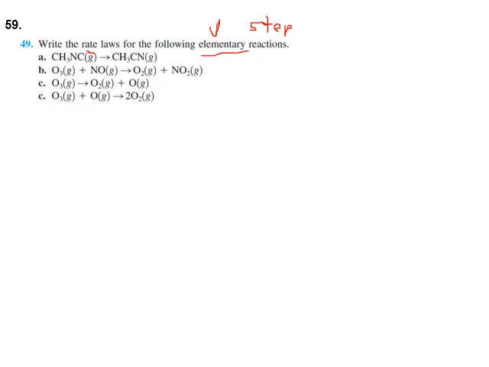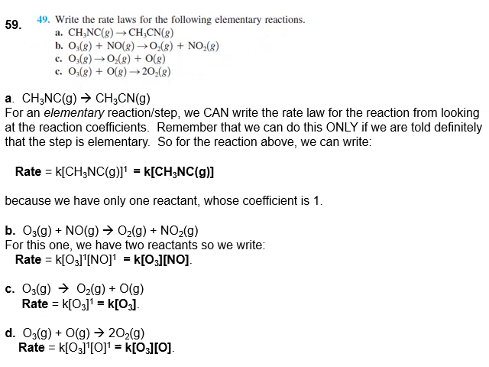And for C, there are two different ways C is written. For the first C, rate equals K times the concentration of O3, and for the second one, it's rate equals K times the concentration of O3 times the concentration of O. And that's enough of that. Let's go on to the next slide. And then the next.